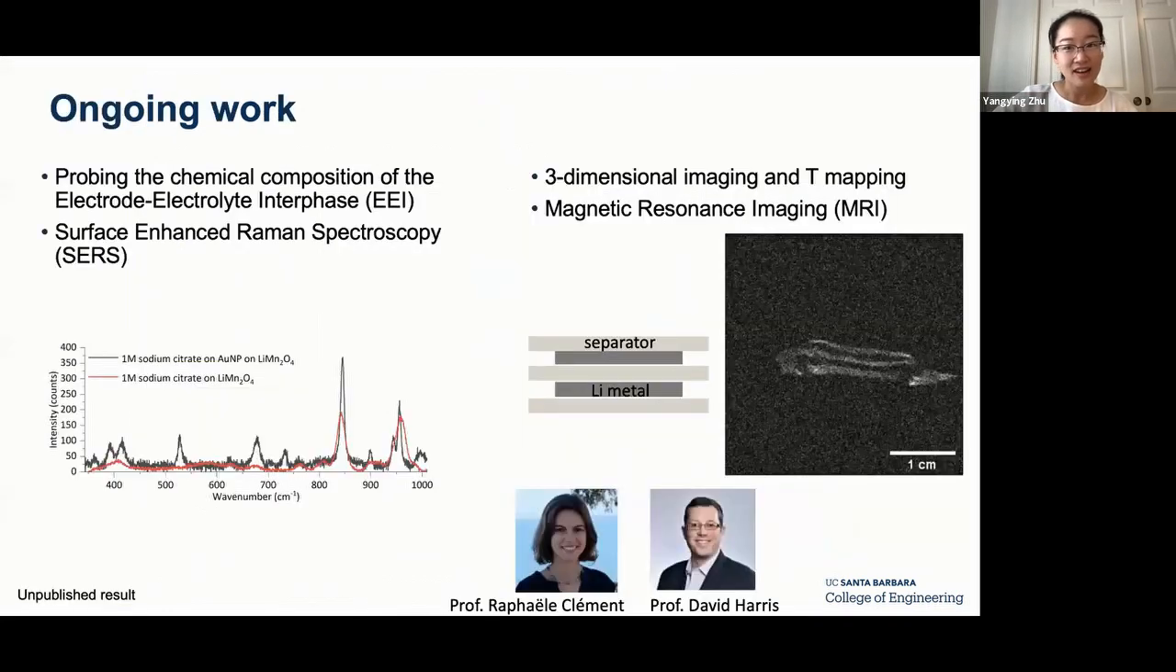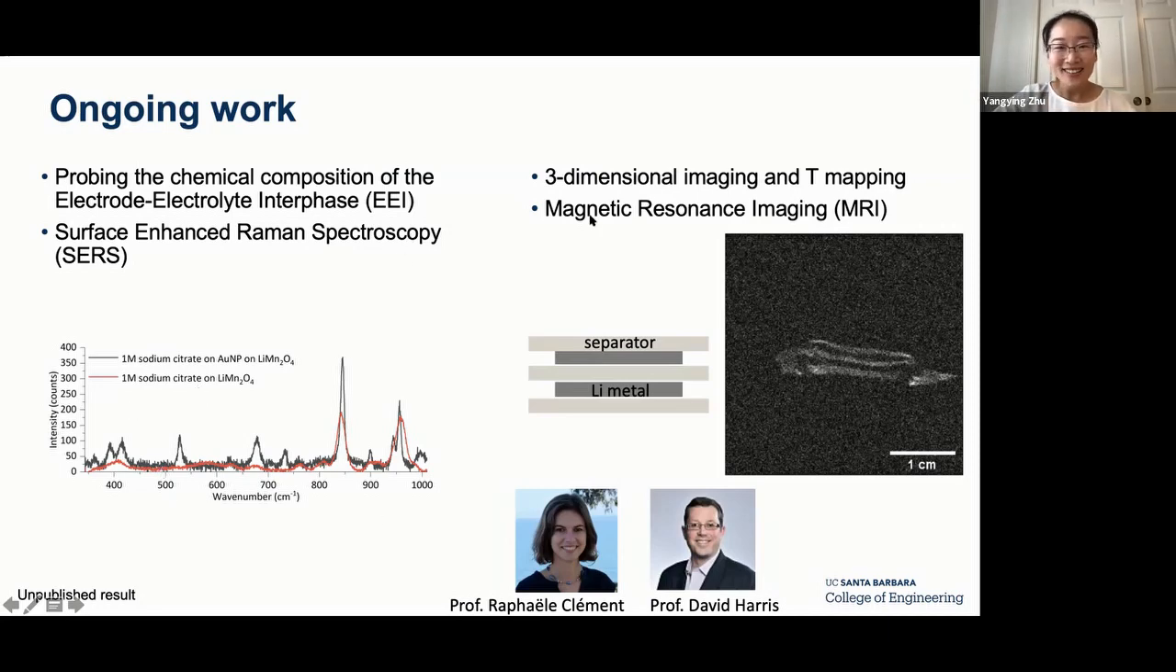And so with that, just a little bit of ongoing work: we're trying to use a variant of Raman spectroscopy, called surface enhanced Raman spectroscopy, that can give you chemical composition change during cycling at the electrode interface. This is only a few nanometers thick, so it can give you nanometer resolution and more chemical information compared to a normal Raman spectroscopy. You can see those peaks you wouldn't see with a normal Raman spectroscopy.